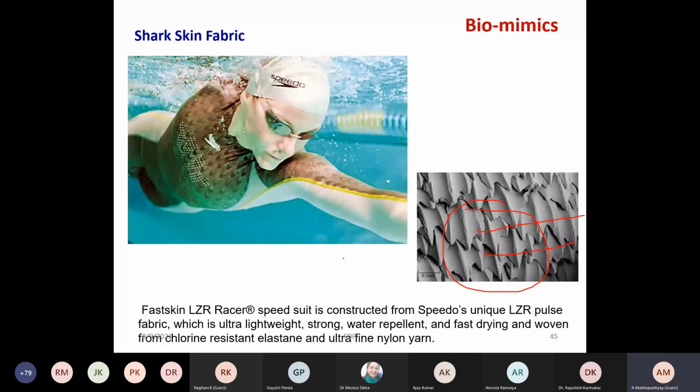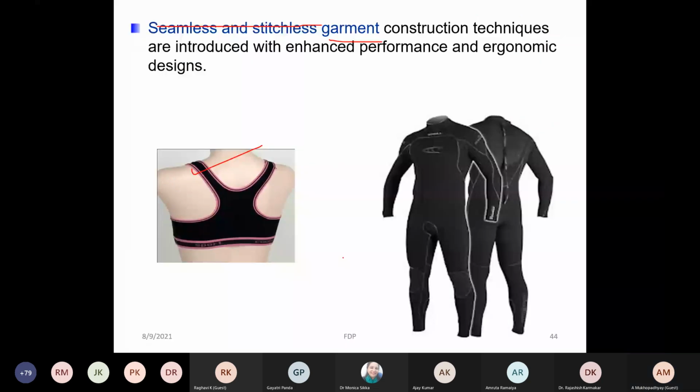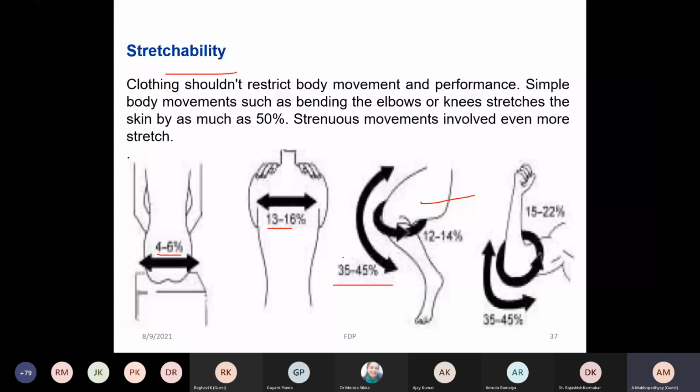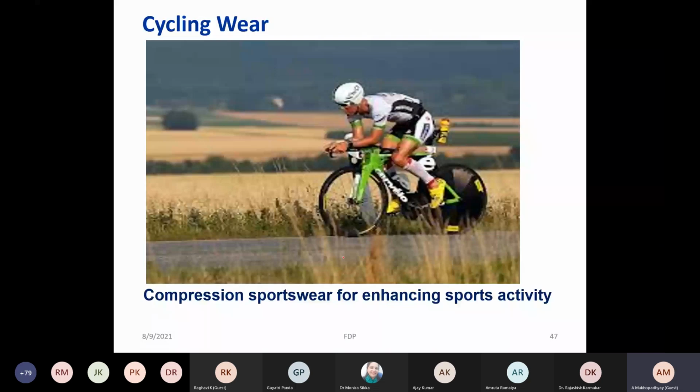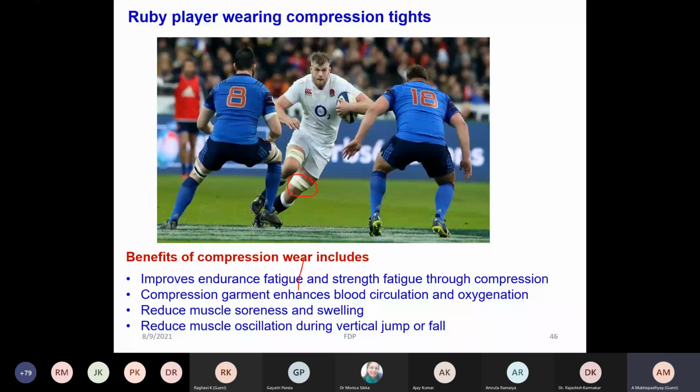Now, what I'm trying to say here is that stretchability is one aspect, but if you are using the same lycra, we can also have the compressional property. Compression is important in the case of compression tights, which can enhance muscle performance. Muscle oscillation will be reduced, blood circulation will be improved, and fatigue will be reduced by means of muscle compression.